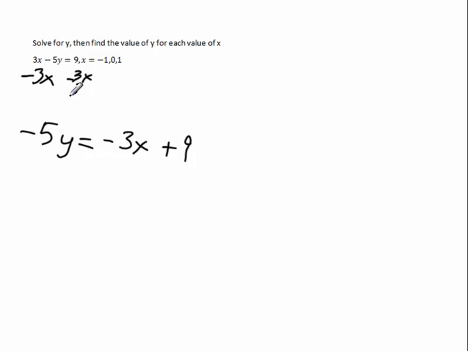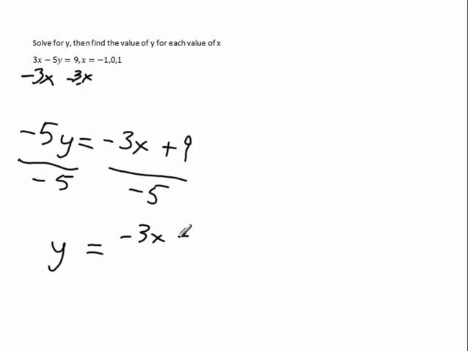Here's my positive 9. Now I want to divide by negative 5. And I can see now that y equals negative 3x plus 9 divided by negative 5. And for our purposes here, I can stop. But now I need to solve for each value of x. My first value is negative 1. So I want to plug a negative 1 in here and see what we get.